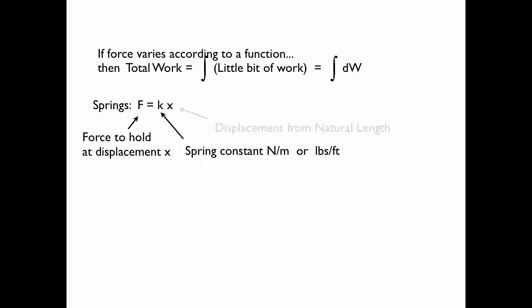Okay? And so then x is the displacement from the natural length. So it's not the length, but it's how far you've stretched it from its natural length. If the spring is just sitting there, has no force on it, it's just allowed to be at equilibrium, that's called its natural length. That x value is how much we stretch it from that distance.